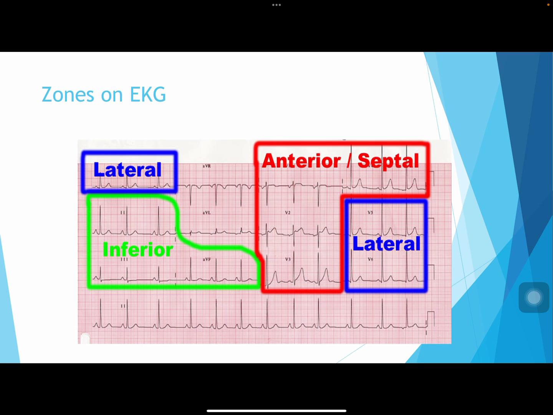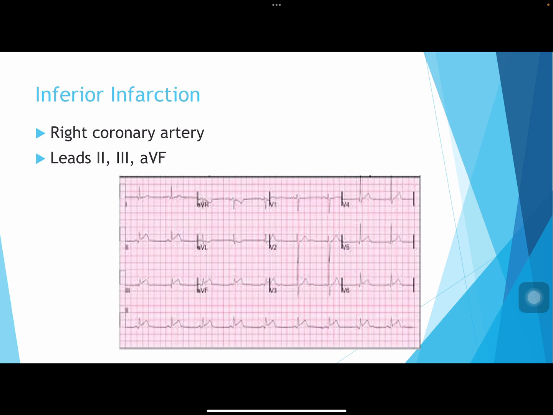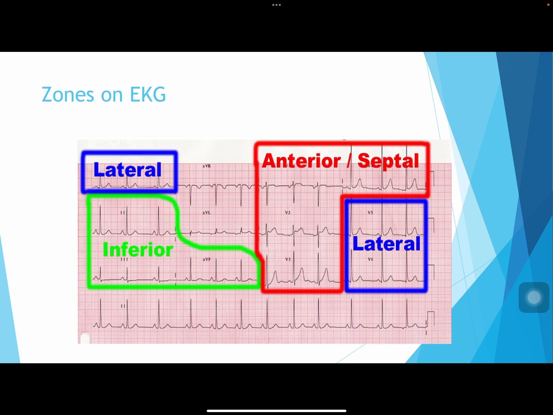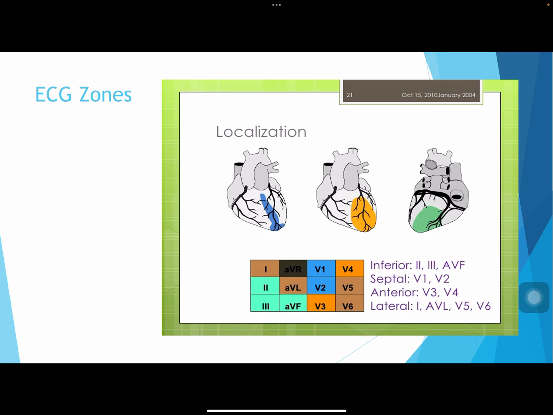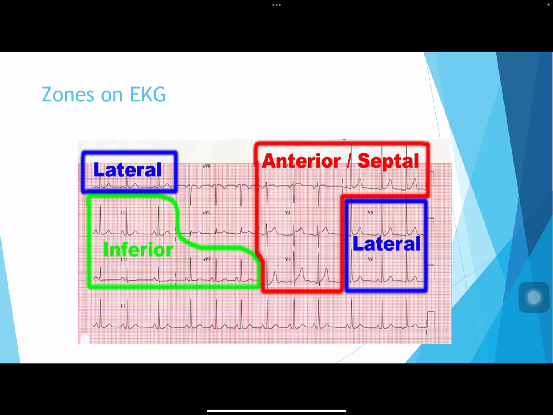Along with that, the next slide is a generalized view of where you would see those changes, depending on what part of the heart is going through the infarction. Now, this does not always follow. I've gone through several of the slides, and it doesn't follow to a T, but it's a nice little zone that I found as a reference from the course, and I thought that would be helpful for you guys to see as well. So let's begin talking about inferior infarction.